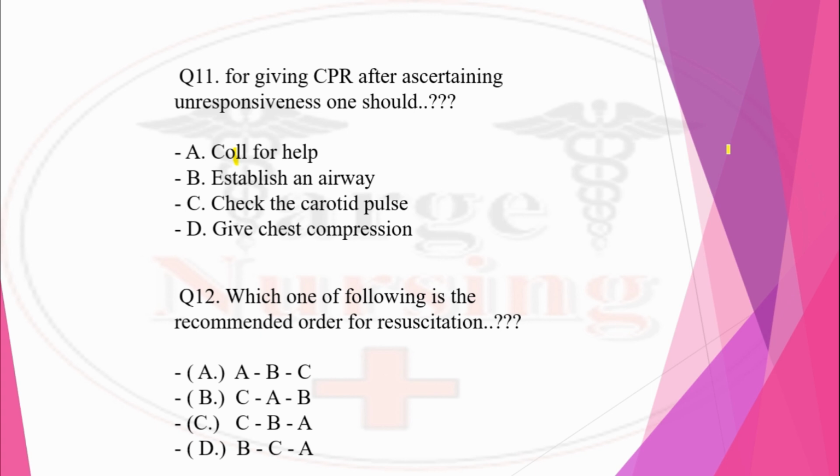Okay, so when we have started the CPR, the question is, for giving CPR after ascertaining unresponsiveness, one should... means after we have done CPR, we have established an airway, checked the carotid pulse, given the chest compressions, and given the breathing, but after that the person is not responsive. There is no improvement we can see in the person, then what we have to do? So the right option is A, call for help.